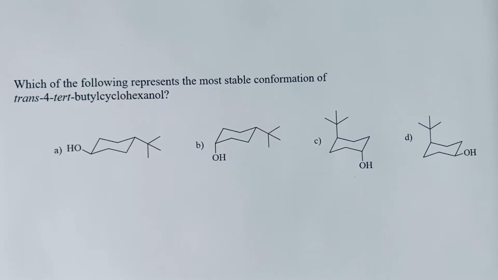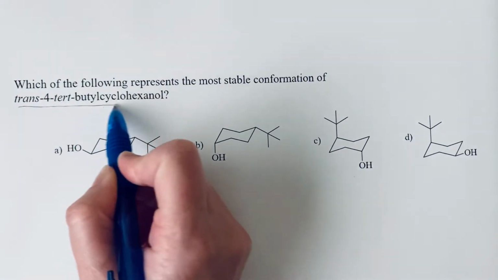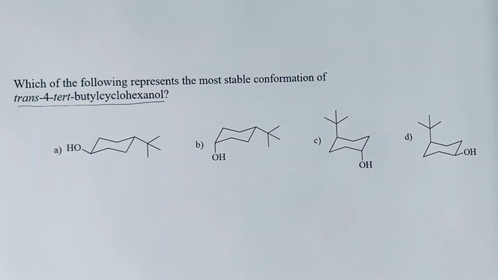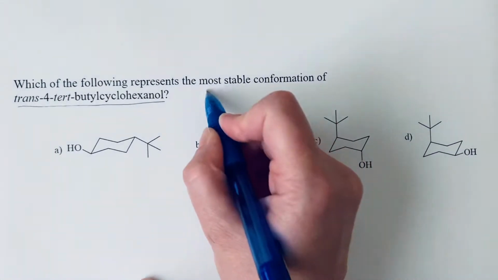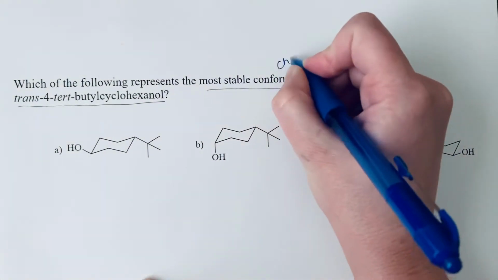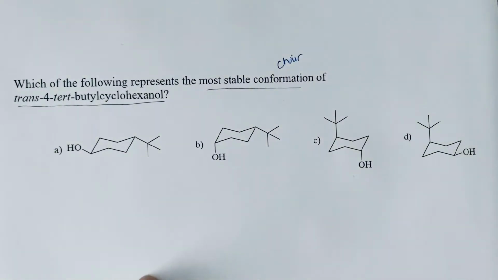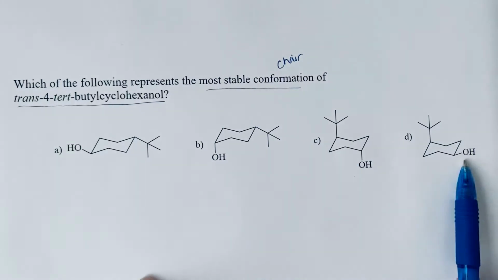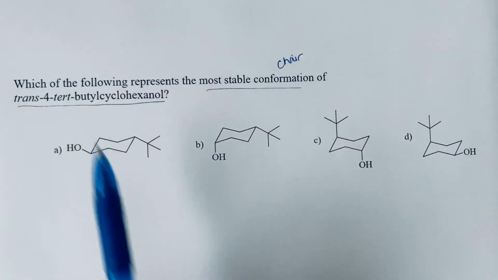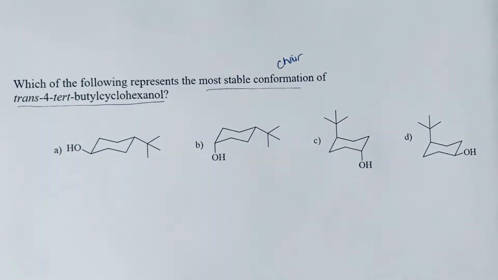Which of the following represents the most stable conformation of trans 4-tert-butyl cyclohexanol? Whenever you're dealing with a cyclohexane ring, the most stable conformation is always going to be some sort of chair conformation. From there, these are all chair cyclohexanes. We want to make sure that we have actually represented the trans 4-tert-butyl cyclohexanol.